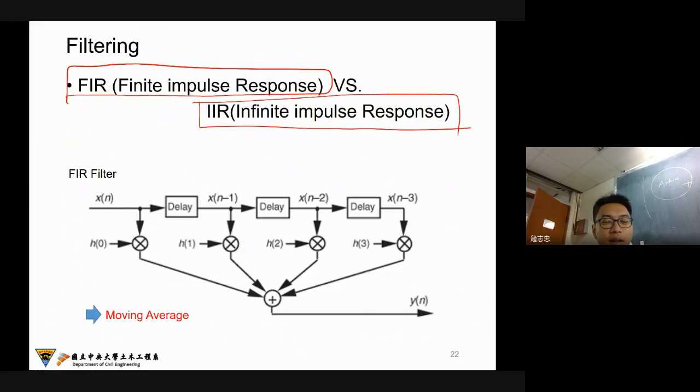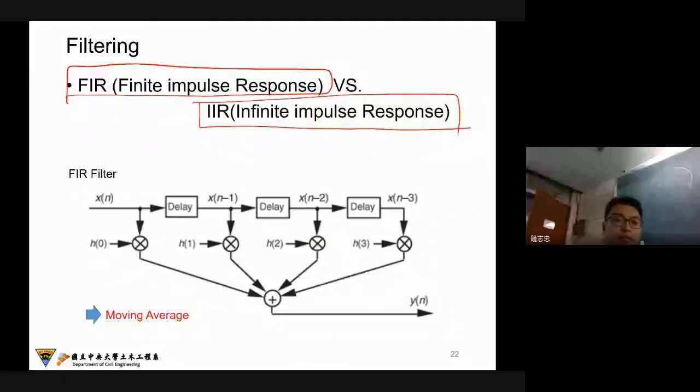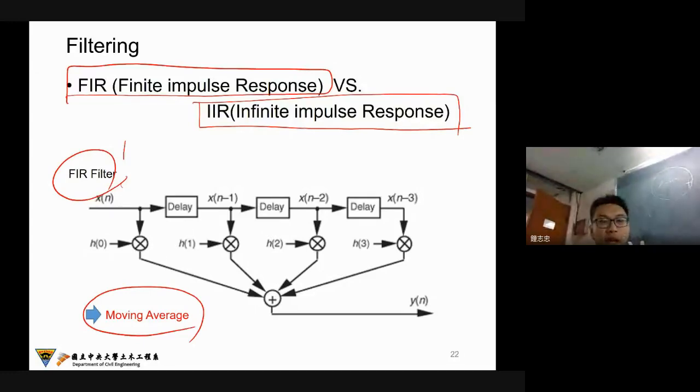Okay. So what is the difference between these two? I will use a very simple flow chart for you. The first one, FIR, is just a very simple idea of what we call the moving average. I use X1, X2, X3, X4, and maybe you have a moving average with equal weighting. So I just get the average of these 4 data and get the result.